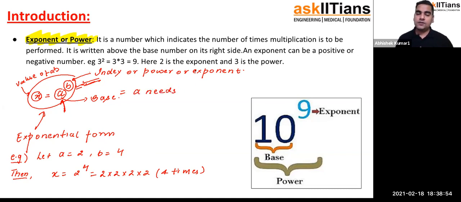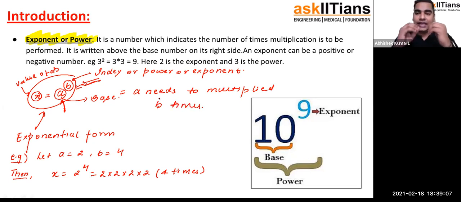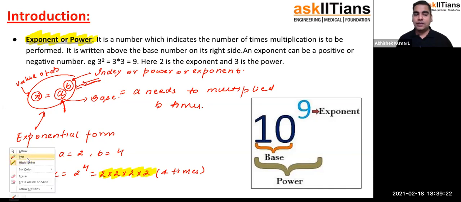So a raised to the power b means a needs to be multiplied. I'm writing here just for you guys. A needs to be multiplied how many times? A needs to be multiplied b times. And whatever result you get after multiplying a b times, or in this example, after multiplying 2 four times, that result is called the value of 2 raised to the power 4. If I multiply 2 into 2 into 2 into 2, that is, 2 four times, I'm bound to get 16.